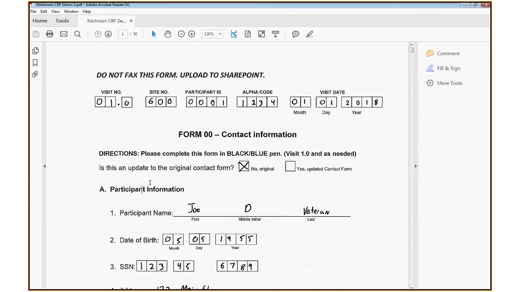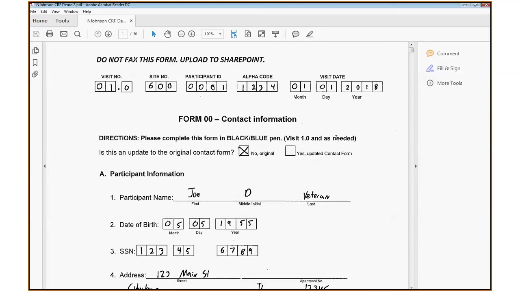Now you should be seeing a sample of the form completed for Joe D. Veteran. This is Form 0, Contact Information. I have it right here entered in that it's visit 1 since this is baseline visit. I have selected a random site number, and he is the very first participant of this site. The randomization call has already been done, and we have entered in his alpha code, and the visit date was as of New Year's of 2018.